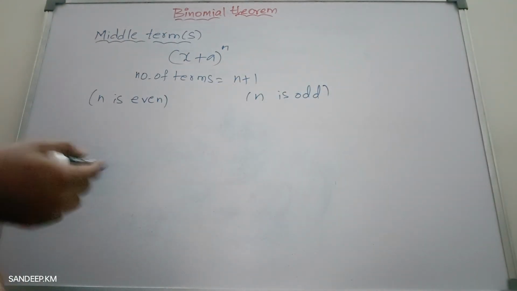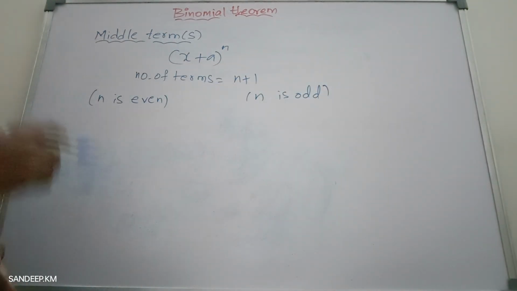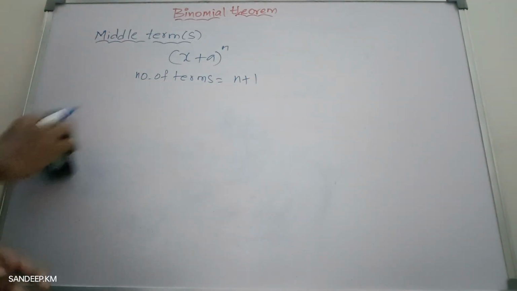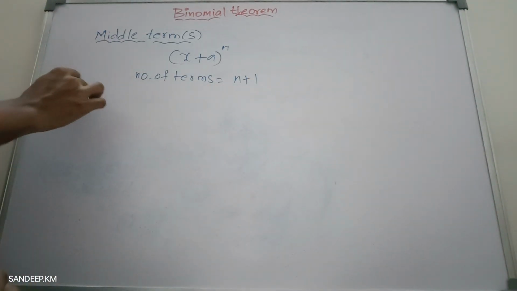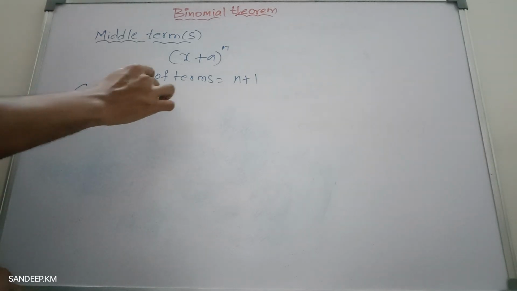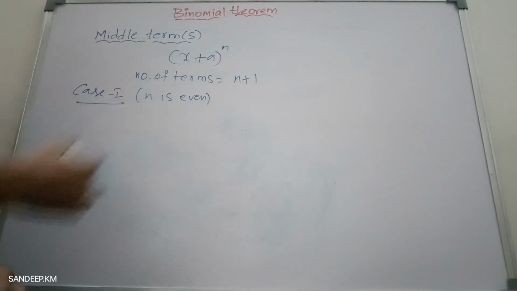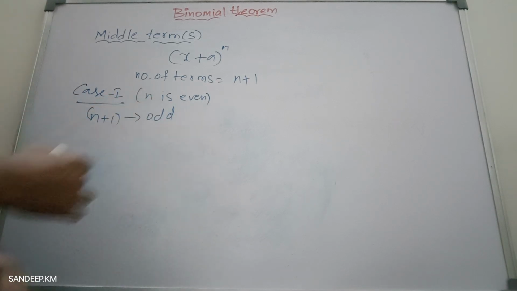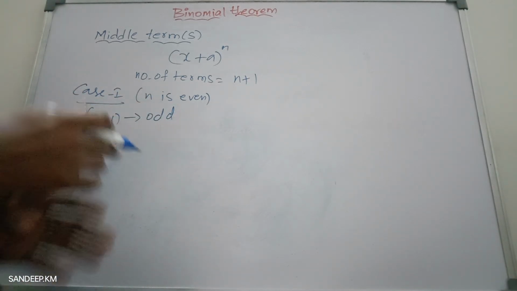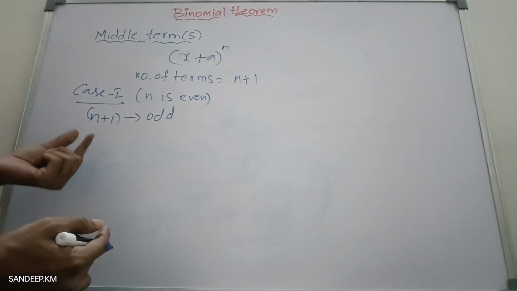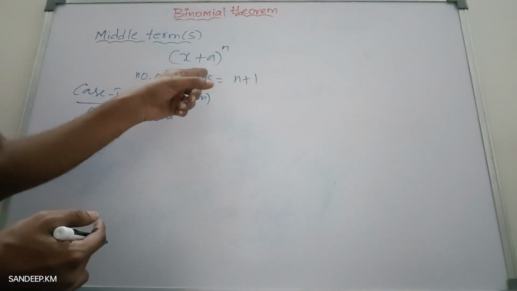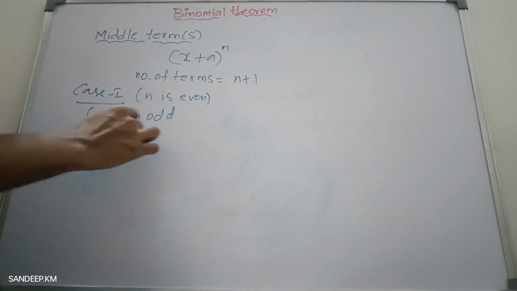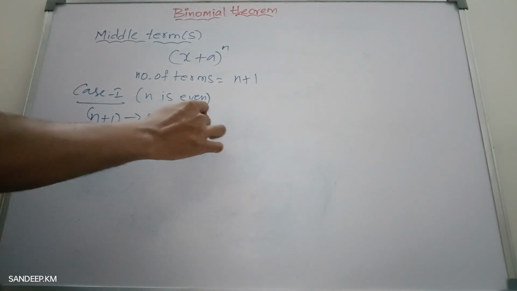First of all, if n is even, observe carefully. First we will go with the first case. What if n is even? That is case 1. If the index is even, then automatically the number of terms, n + 1, will be an odd number. When we have an odd number of terms in this expansion, there will be only one middle term. Who is that middle term? Let us see.